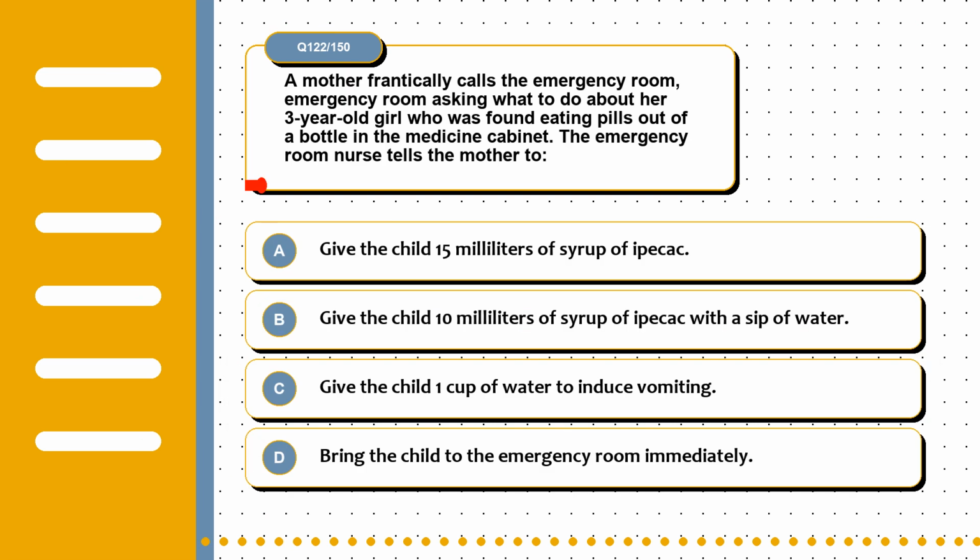Question 122. A mother frantically calls the emergency room asking what to do about her 3-year-old girl who was found eating pills out of a bottle in the medicine cabinet. The emergency room nurse tells the mother to, here are the options. Option A. Give the child 15 milliliters of syrup of ipecac. Option B. Give the child 10 milliliters of syrup of ipecac with a sip of water. Option C. Give the child 1 cup of water to induce vomiting. Option D. Bring the child to the emergency room immediately.